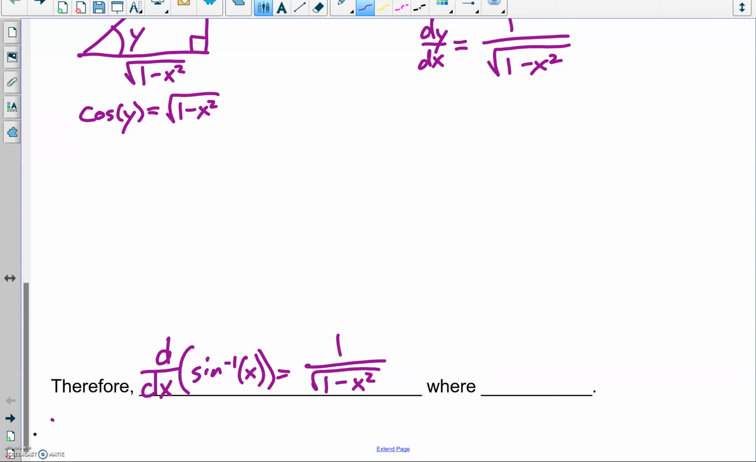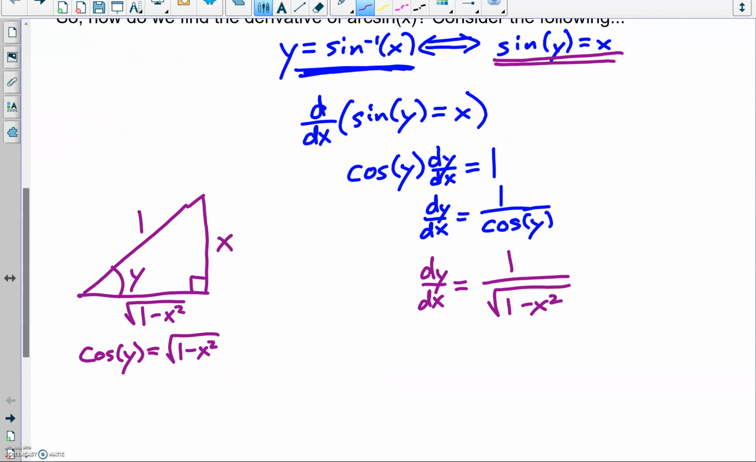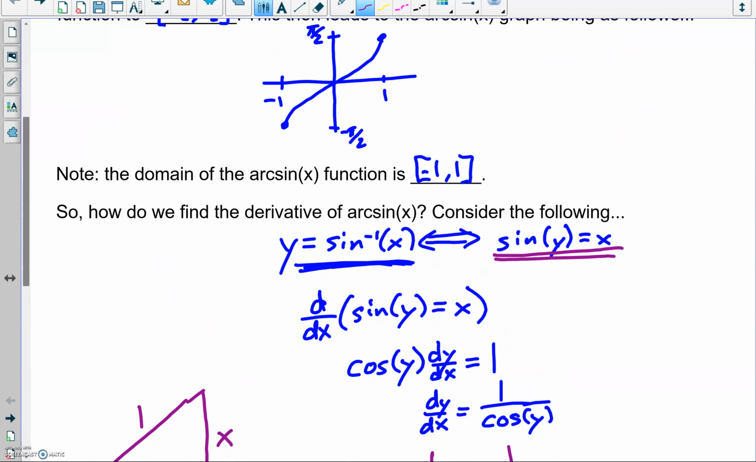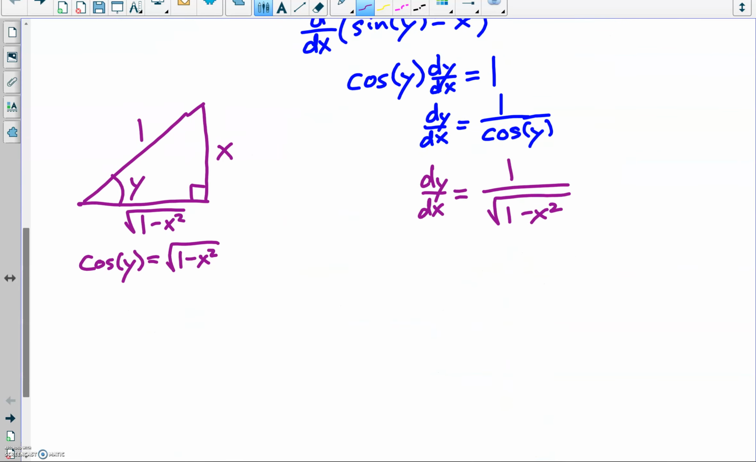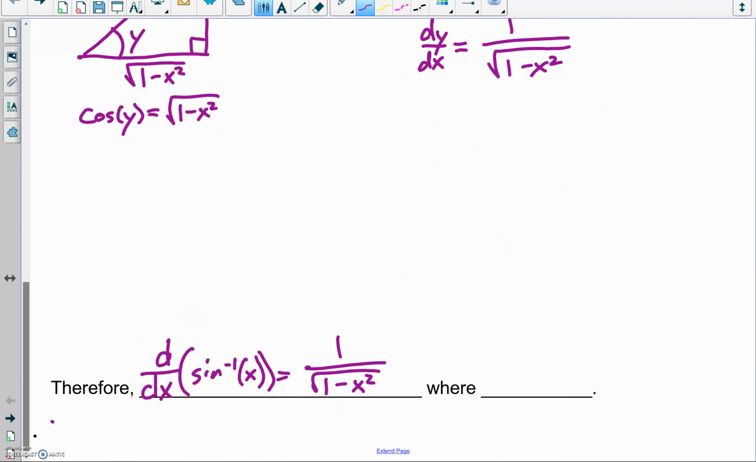And the domain here, for the derivatives, can't go beyond what the original function is defined at. If we look at the original function, it's negative 1 to 1, inclusive. But because negative 1 and 1 will make a 0 in the denominator, we kick those out. And for the derivative of the arcsine, we just have a domain of negative 1 to 1, not including the endpoints.